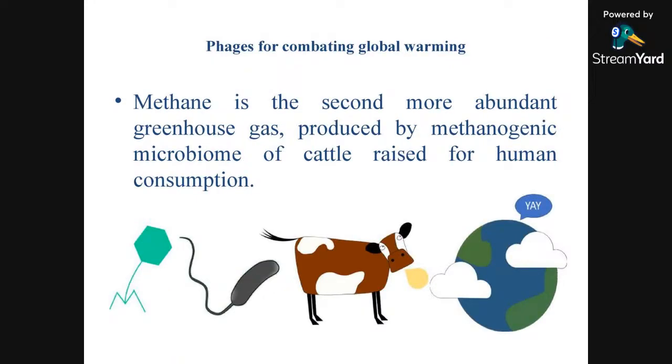Phages for combating global warming. Methane is the second most abundant greenhouse gas after carbon dioxide, produced by the methanogenic microbiome of cattle raised for human consumption. Bacteriophages can be used to decrease the methanogenic archaea population in the cattle microbiome and decrease methane emission.